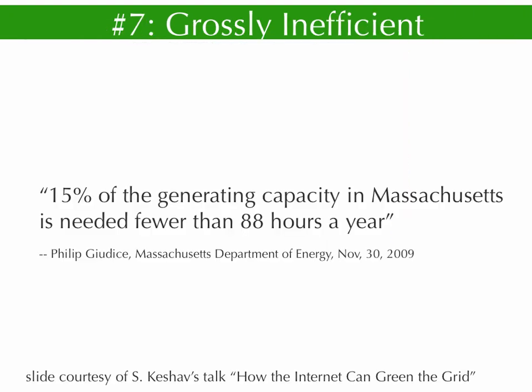So as pointed out by S. Keshav's excellent Google Tech Talk called How the Internet Can Green the Grid, the power grid is grossly inefficient. So for example, in Massachusetts, 15% of the generating capacity is needed fewer than 88 hours per year. And this is largely as the result of building what are called peaking plants, which are essentially turned on only during the hottest days of the year, which are used to supplement the daily baseline power generated to meet the peak demand on those days.